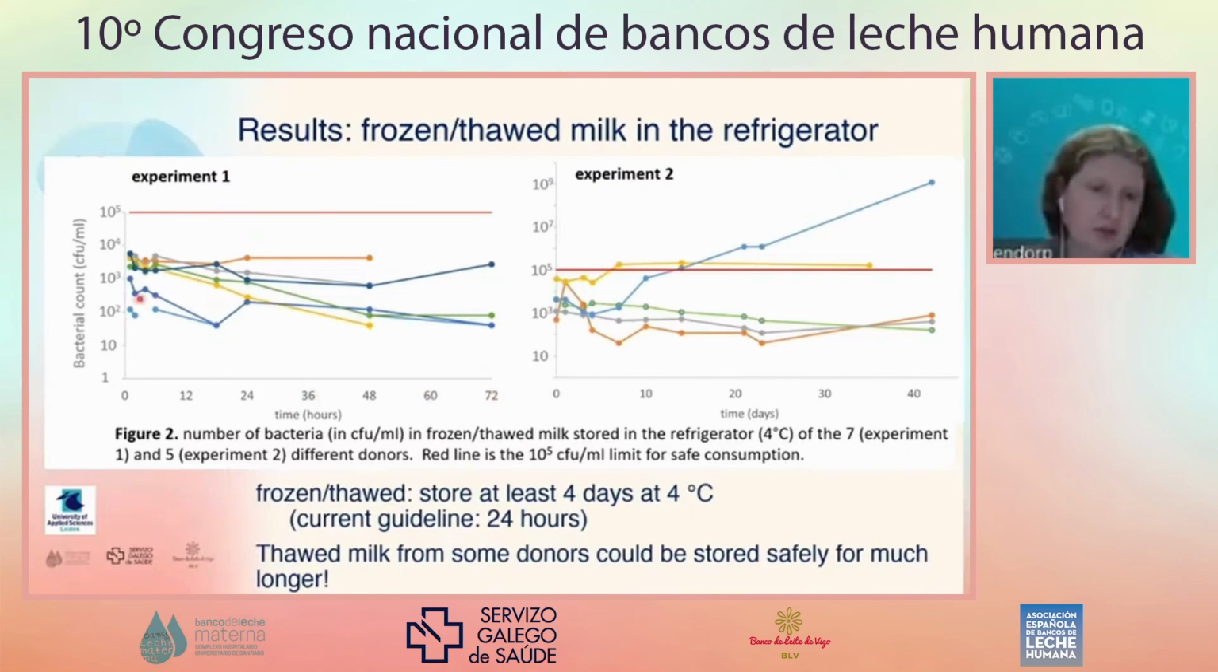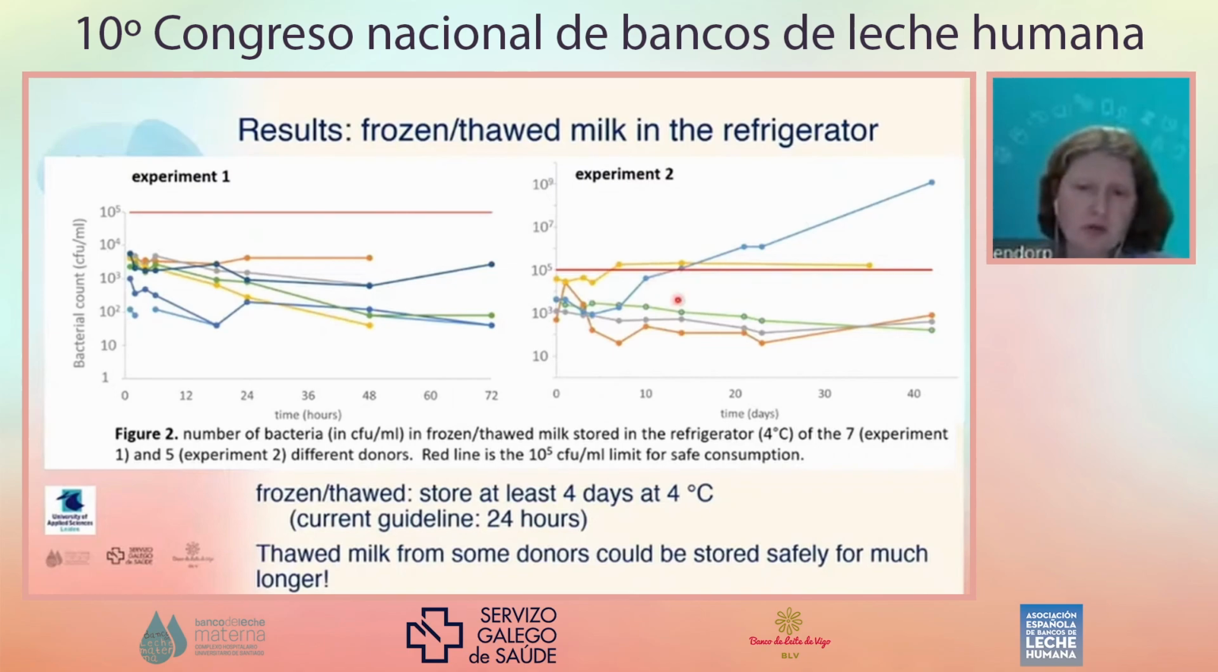But after we saw these results, last year we decided to keep the thawed milk much longer and try to study it. And we see here, again, this same donor of the last graph, which already has a high number of bacteria in there, her milk is safe till 4 days in the refrigerator, and then it goes above the limit. And this donor is also crossing the line somewhere between 10 and 14 days.